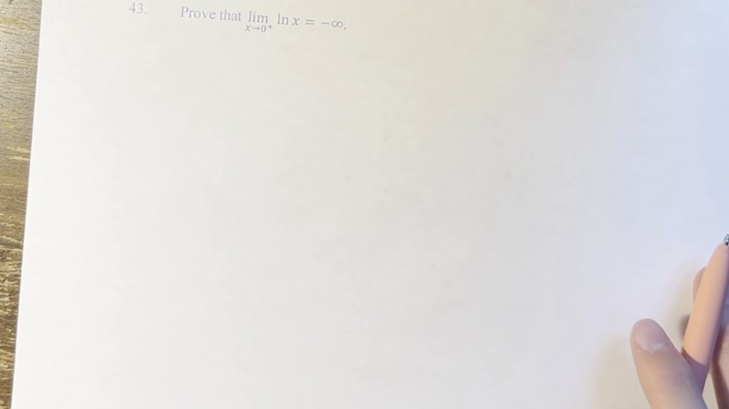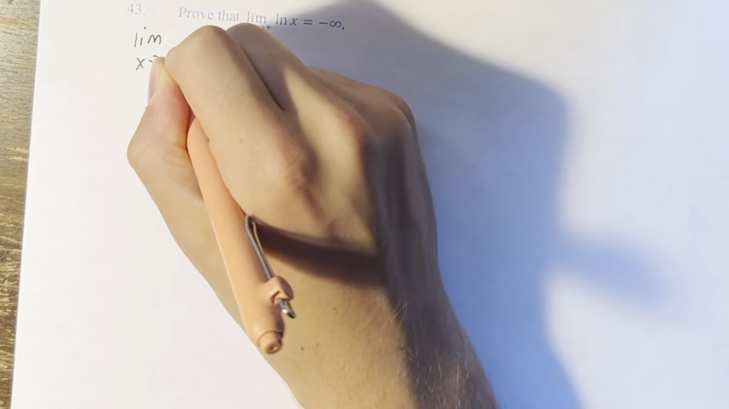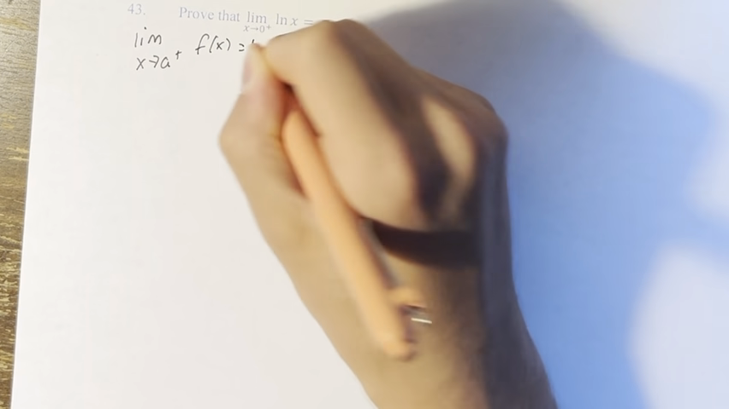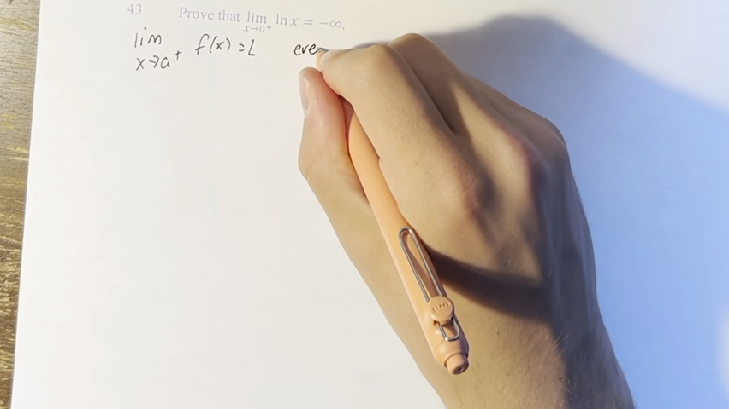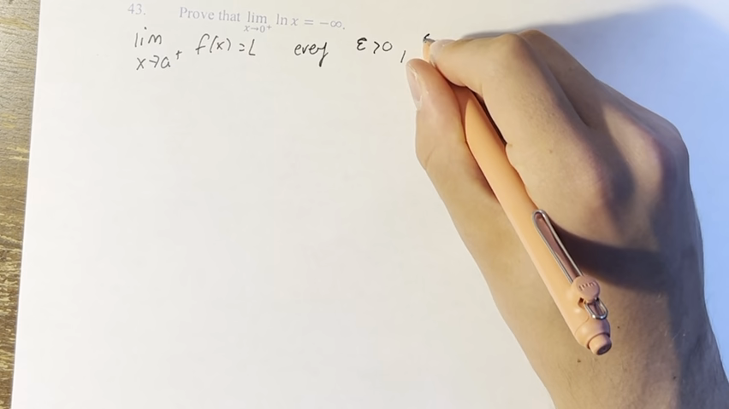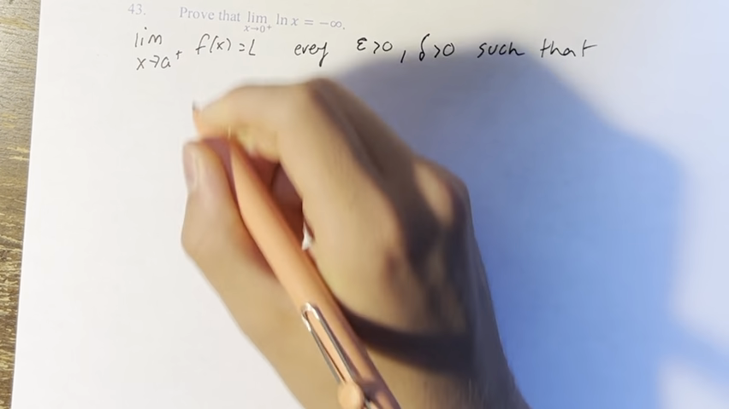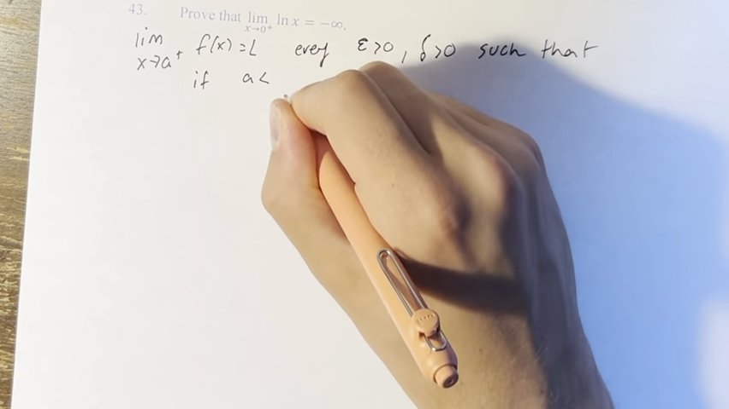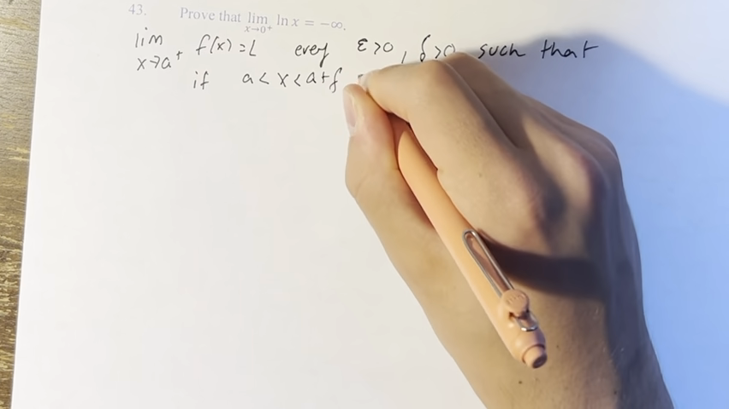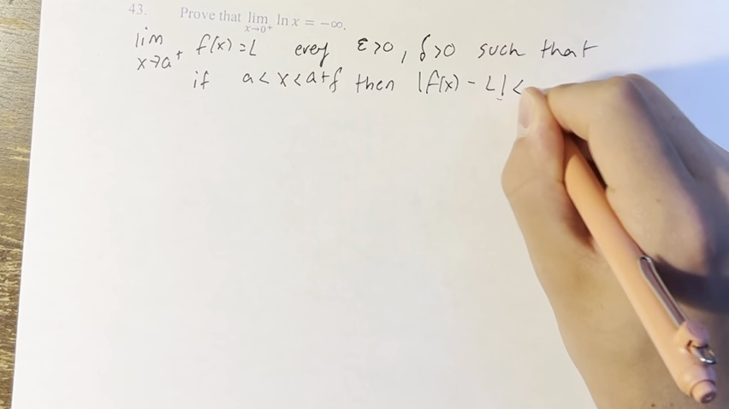The first is the definition of a right-hand limit, which states that the limit as x approaches a from the right of f of x is equal to L if for every epsilon greater than 0, there is a delta greater than 0, such that if a is less than x is less than a plus delta, then the absolute value of f of x minus L is less than epsilon.